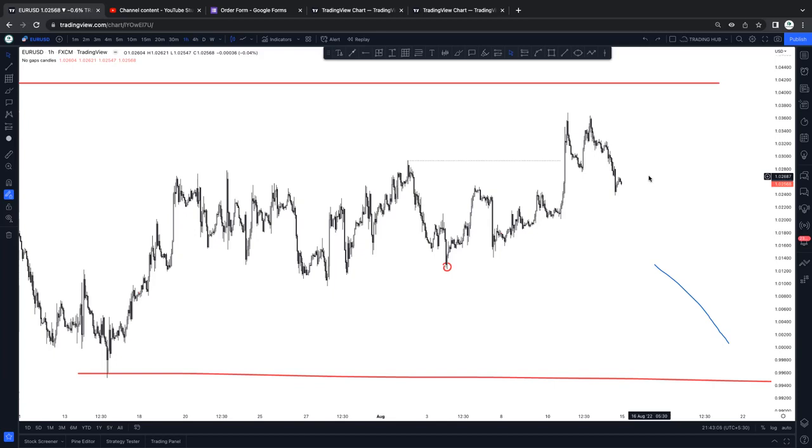Then where will the inducement be? As I mentioned, your inducement is here, because this is the lowest one after the break of structure.